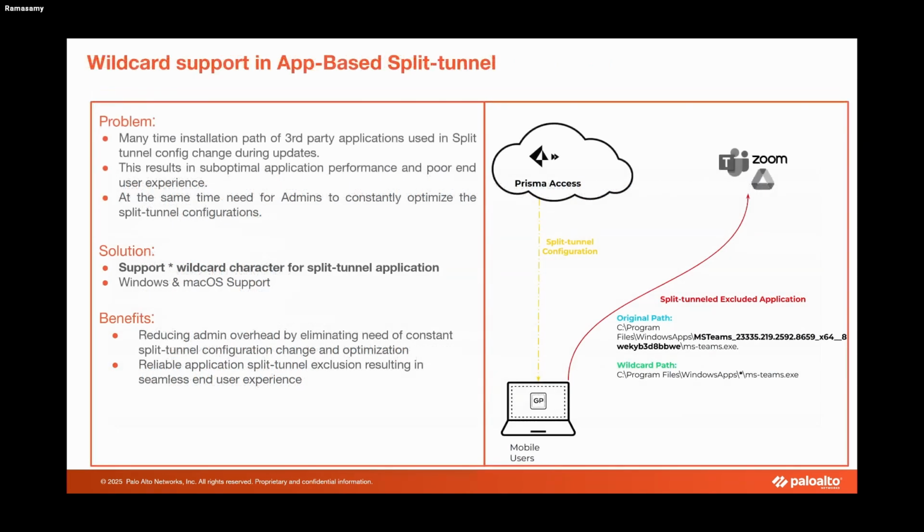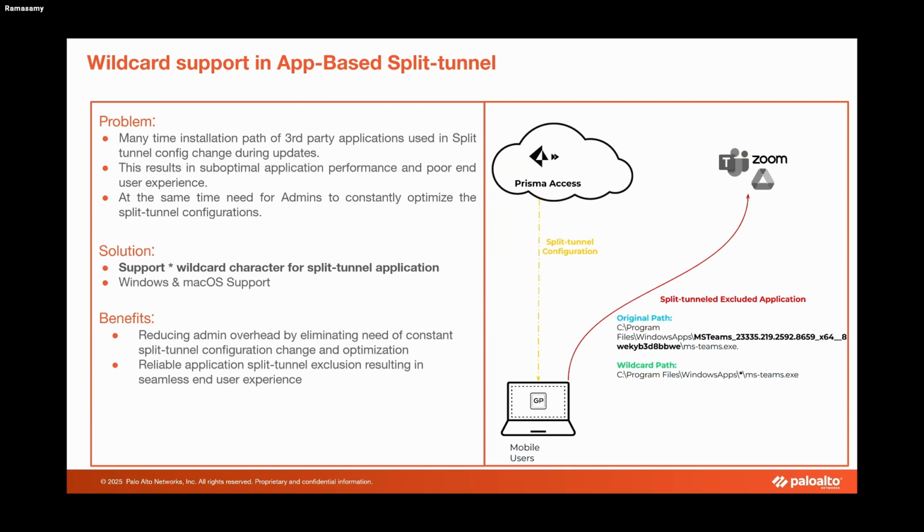Moving on to the wildcard support in app-based split tunnel. The main problem we are trying to address here is the path of the installation. The installed applications might change after an upgrade, and this breaks the split tunnel, resulting in an incident. This requires the split tunnel configuration to be manually updated by the administrator every time.